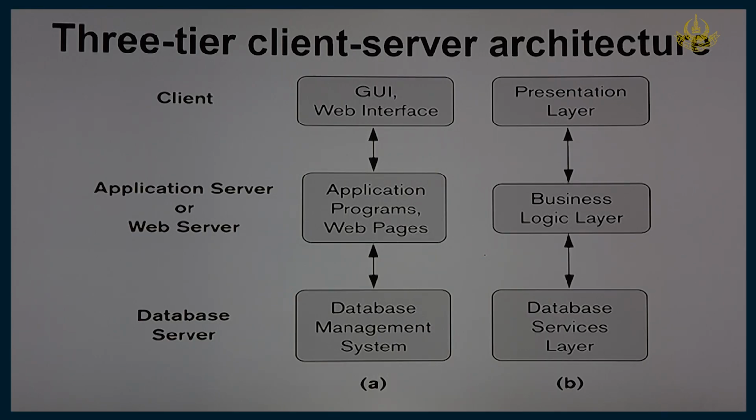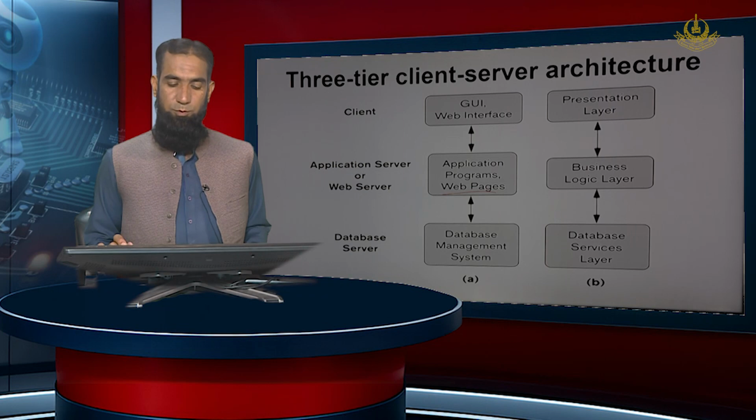Then the 3-tier client server architecture. There the first tier is clients that can access through a GUI or web interface. Then the database server layer that manages the database, and the third layer is basically the application program layer. In the above example, we are discussing web pages are programs that users or clients access the server through these pages.